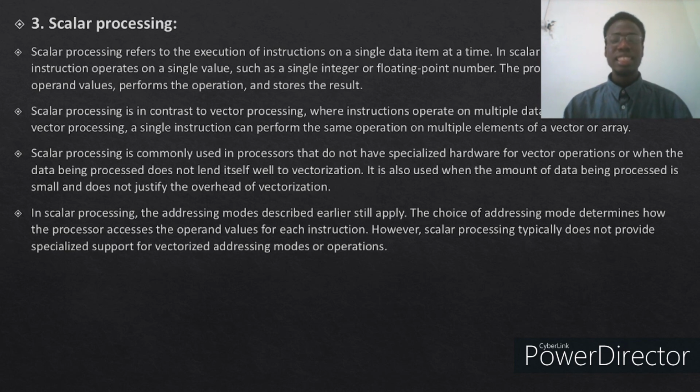And secondly, scalar processing is contrary, or in other words in contrast, to vector processing, where an instruction operates on multiple data items. Again, single instructions can perform the same operation on multiple elements of a vector.